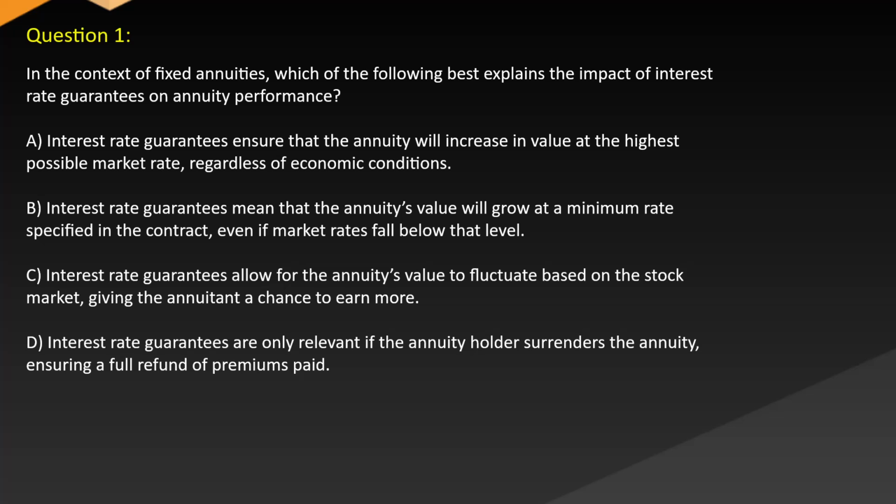C. Interest rate guarantees allow for the annuity's value to fluctuate based on the stock market, giving the annuitant a chance to earn more. D. Interest rate guarantees are only relevant if the annuity holder surrenders the annuity, ensuring a full refund of premiums paid.